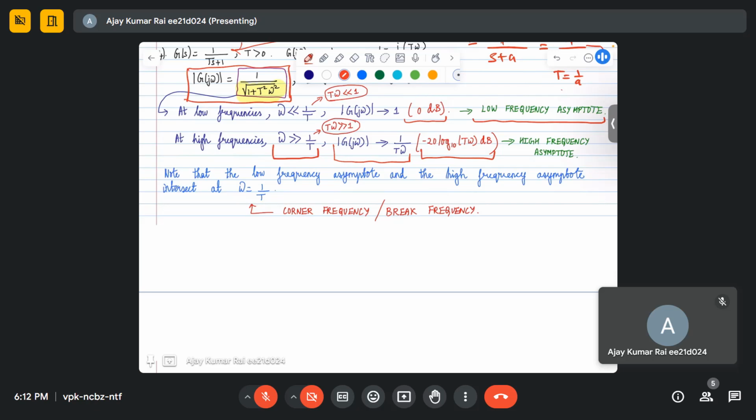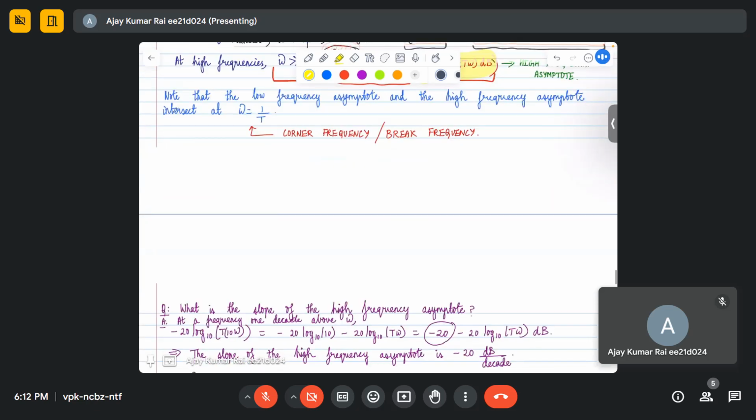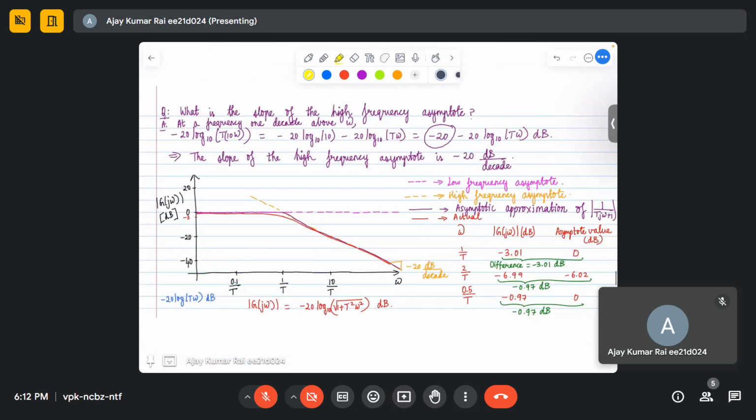Okay, that's what we are calling a corner frequency. So how to find the corner frequency? You see at the high frequency asymptote, at what value of omega you'll get the low frequency asymptote. So what I mean to say is when this becomes 0 dB. If you put omega equal to 1 by T, log of 1 you'll get, that will be equal to 0 dB. So omega is your corner frequency. That we'll see in our questions also.